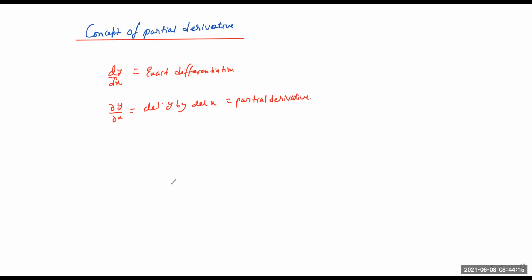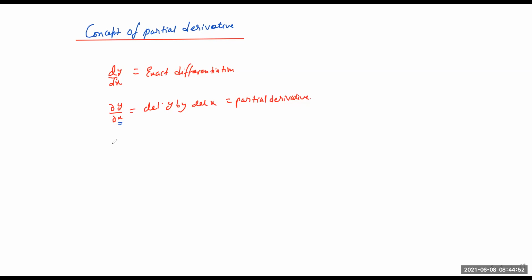Now, because del y by del x is called partial derivative, the meaning goes like this. If I write del y by del x, it means x is the differentiator. So it will only take x as variable, and if another variable comes into the picture, it will treat such a variable just like a constant. So when you differentiate partially with x, then y is taken as constant, not as a variable.